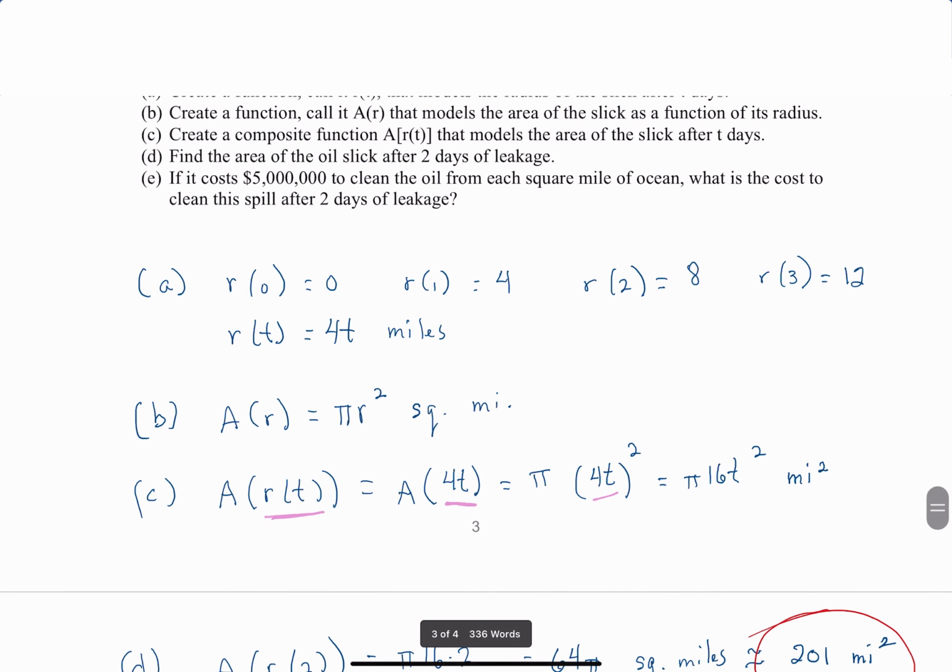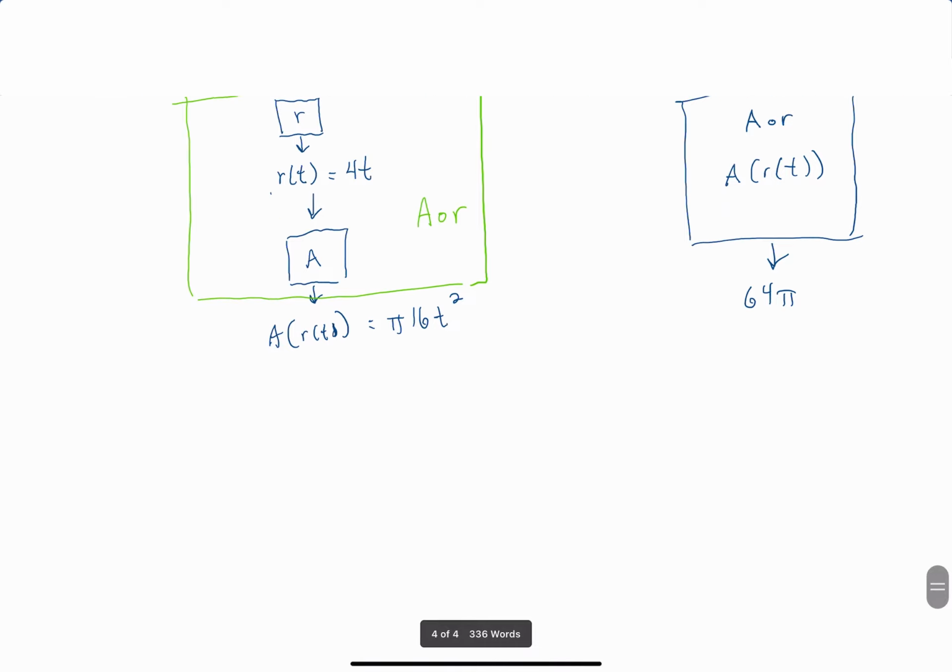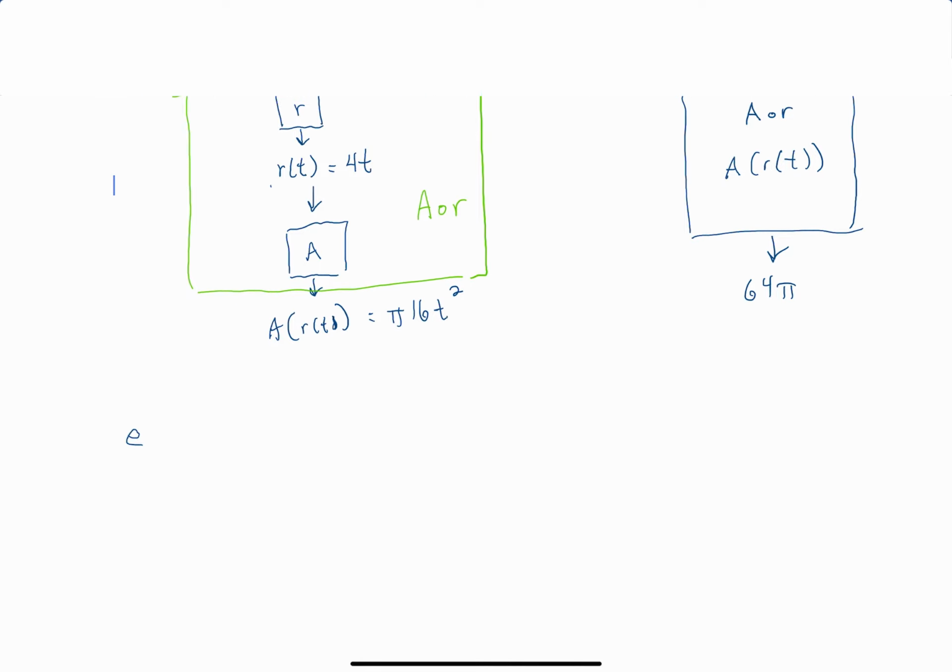Now there's one more part. Yes, there's a part E. If it costs $5 million to clean the oil from each square mile of ocean, what is the cost to clean this spill after 2 days of leakage? So, cost after 2 days, and I'm going to call that C of t, C for cost, and the problem says it's 5 million times the number of square miles. And the square miles, we're calling area.